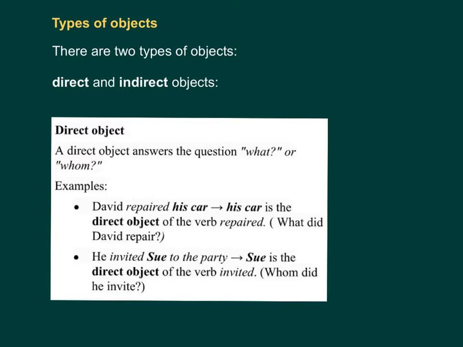Another example, he invited Sue to the party. Sue is the direct object of the verb invite. So, whom did he invite?